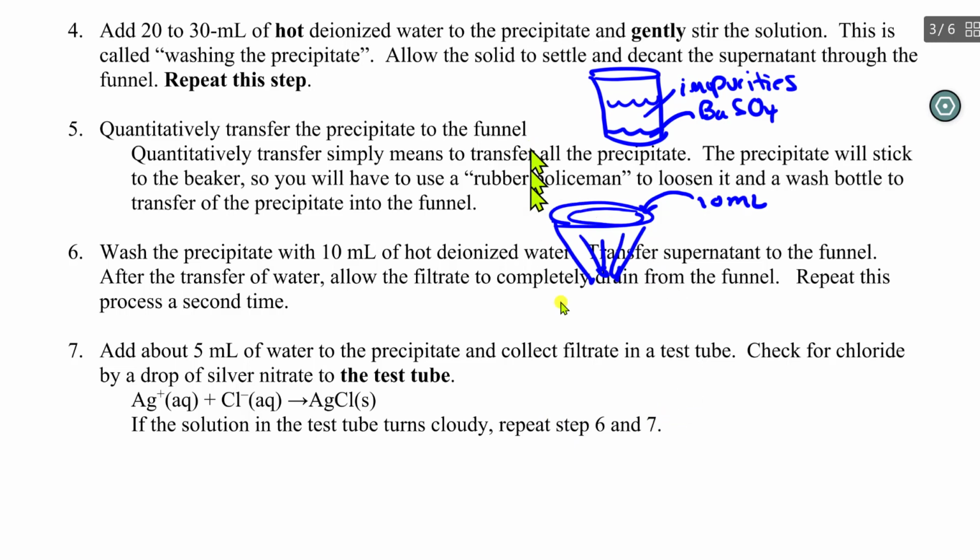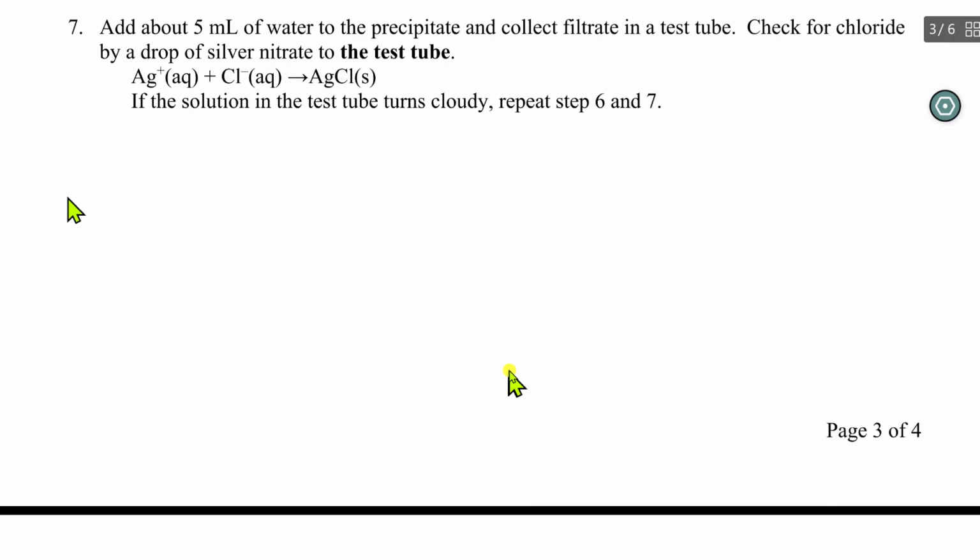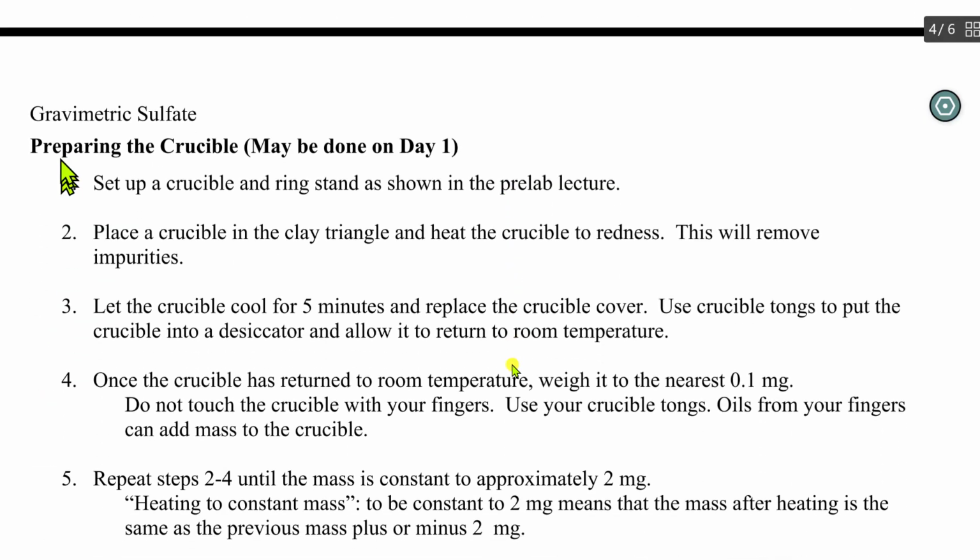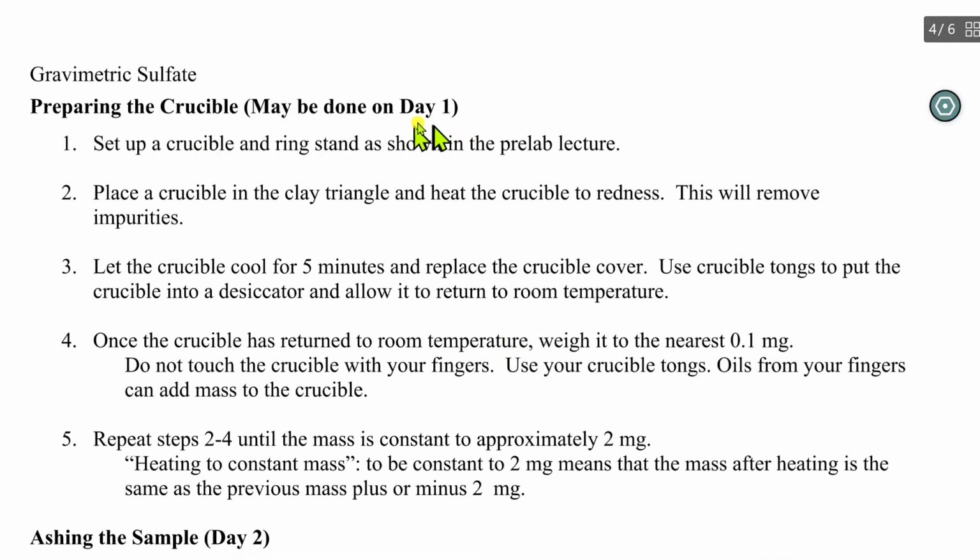And again, you'll be running 2 samples at the same time. So while there is a lot of waiting in here, that waiting time could be mostly used for working on the other sample. If you find yourself waiting a lot, what you can do is go ahead and set up the preparation of the crucible, which says you may do this on the first day, so you want to put these steps into your notebook.